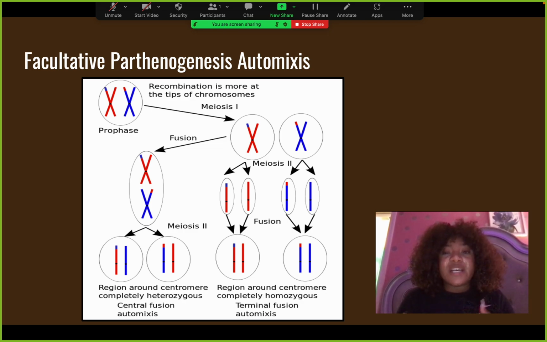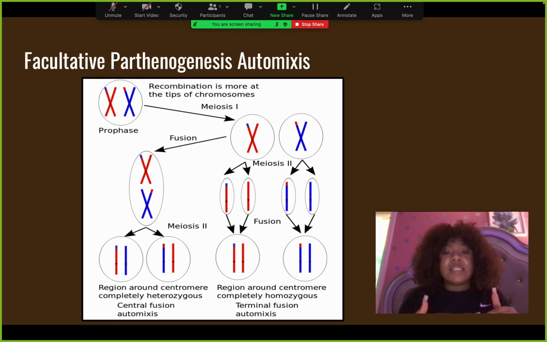When the region around the centromere is completely heterozygous, this indicates that central fusion has occurred. When the region around the centromere is completely homozygous, this indicates that terminal fusion has occurred. Central fusion automixes result in haploid gametes with different combinations from the female parent. Terminal fusion automixes is haploid gametes with the same combination pattern as the female parent.